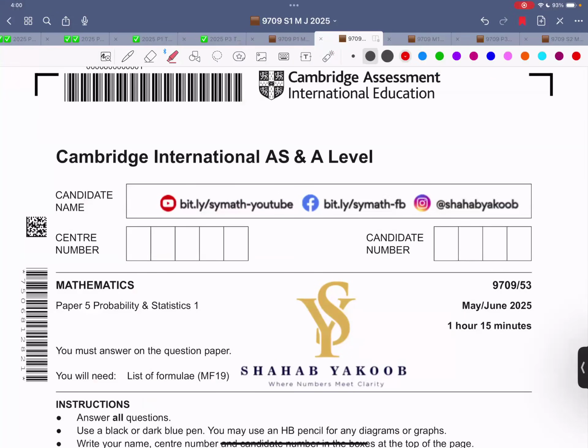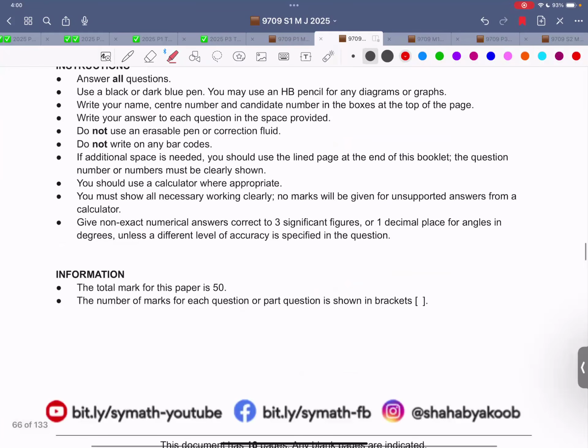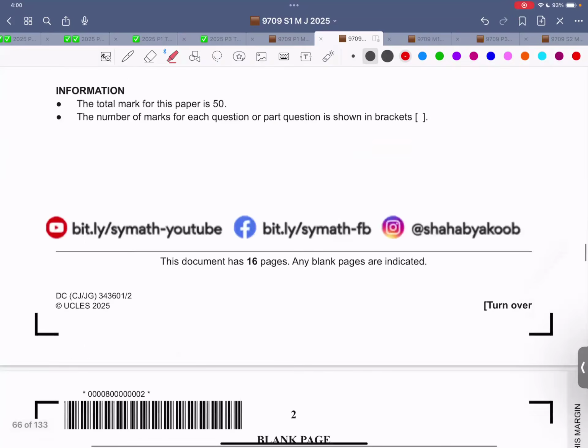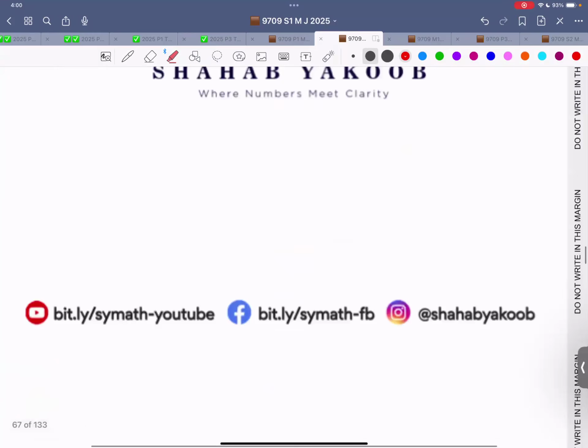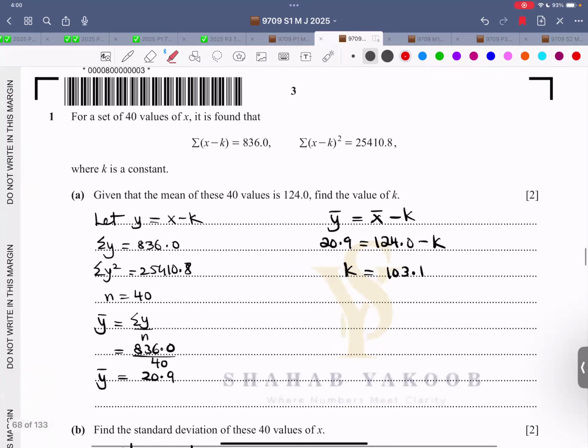So now we are solving this particular paper. That's an S1 paper. It's from May-June 2025 and the variant is 53. Yes, I'll also be solving some P1 papers. I'll just be uploading an M1 paper and so on. So let's get started. It's a walkthrough solution, so it would take around half an hour.